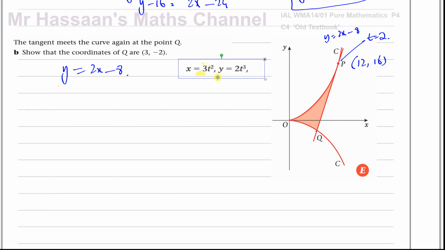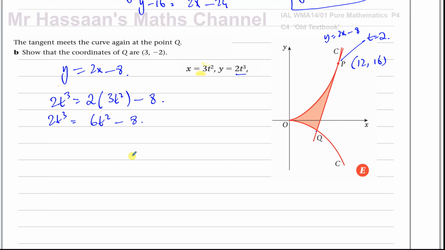So how do we substitute a parametric equation into a linear equation? Well, we just replace the y with what y is. So instead of y, I'm going to put 2t cubed, and replace the x with what x is. So it's going to be equal to 2 times the x value, which is 3t squared, and then minus 8. So I've got 2t cubed equals 6t squared minus 8. So I end up with this cubic equation, 2t cubed minus 6t squared plus 8 equals 0.